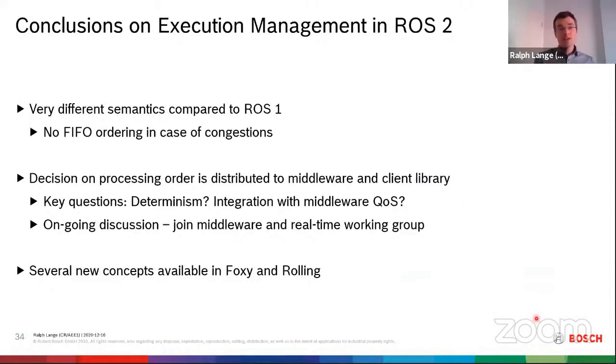This concludes my presentation. I want you to know that the execution management semantics in ROS 2 are very different from the ones that you know from ROS 1. There is no FIFO ordering in case of congestion. The decision on the processing order is currently distributed between middleware and client library. And the key questions on improving this are how to achieve determinism, and how to integrate and consider the middleware QoS settings that you can specify. That's an ongoing discussion. As said, join the middleware real-time working group if you want to participate in this discussion.